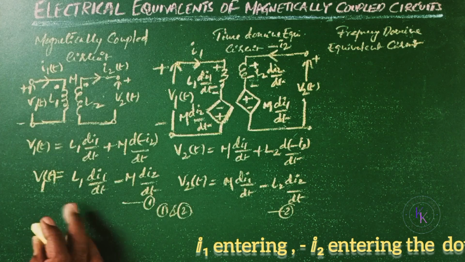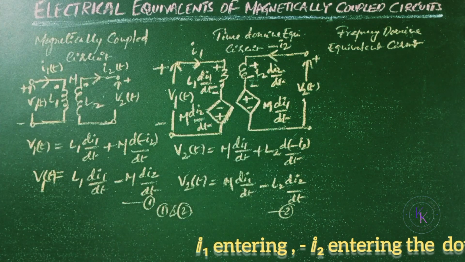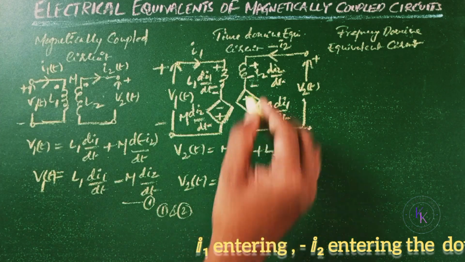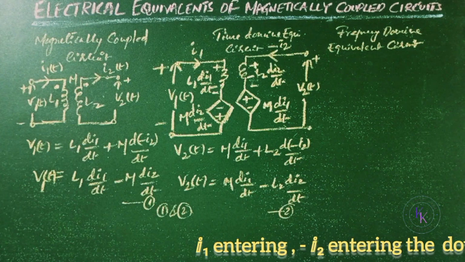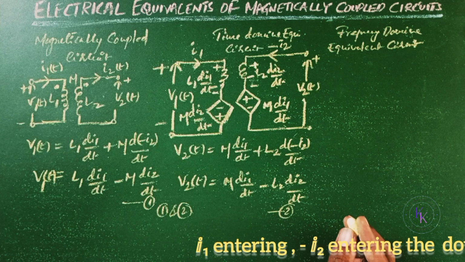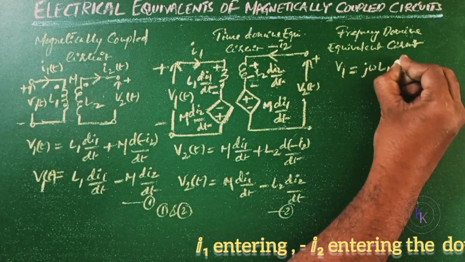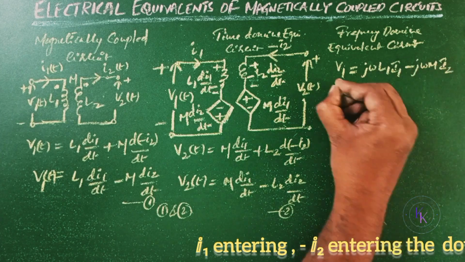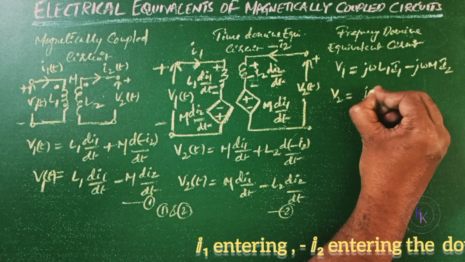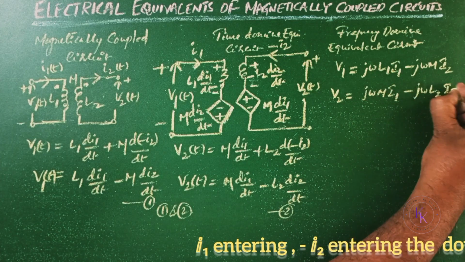Now, from equation number 1, if you draw, then the polarities will be L1 positive as M is negative and positive here. From equation number 2, you can see that minus L2 is considered here as minus L2 and M is positive. Now, when you write these equations in the frequency domain, then V1 equals j omega L1 I1 minus j omega M I2. Then V2 equals j omega M I1 minus j omega L2 I2.